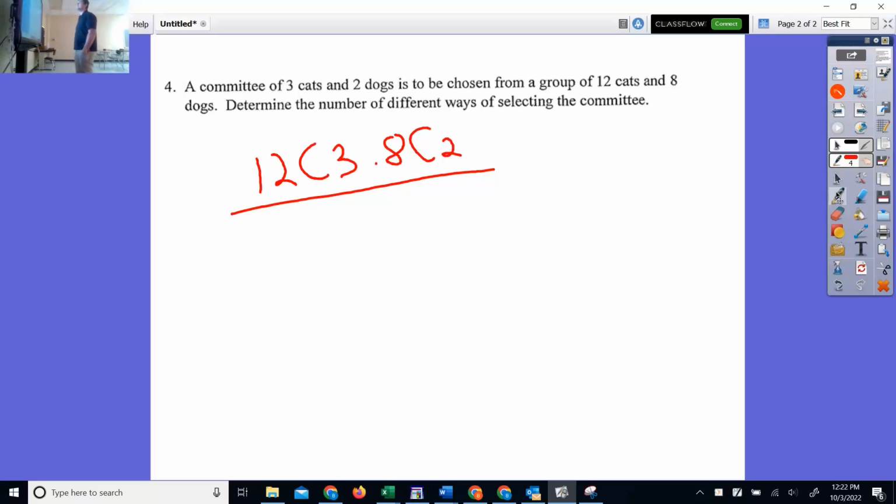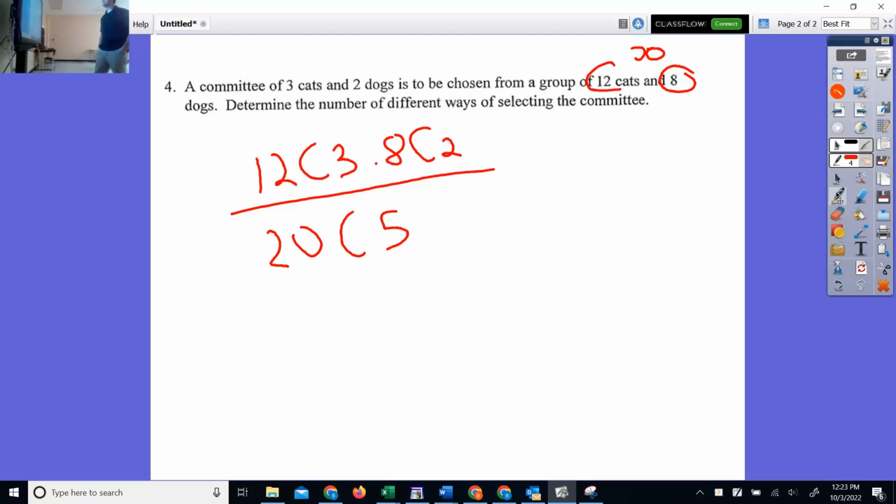The probability is the number of ways the chosen event can happen over the total number of ways an event can happen. So we're going to pick 5 things from a grouping of, looks like 20. We put those together, that's 20 choose 5. That's kind of how you do it. So 12 choose 3 times 8 choose 2, sitting over 20 choose 5. Little things to pay attention to here: 12 and 8 makes 20. 3 and 2 makes 5.